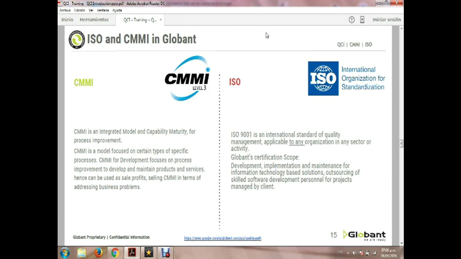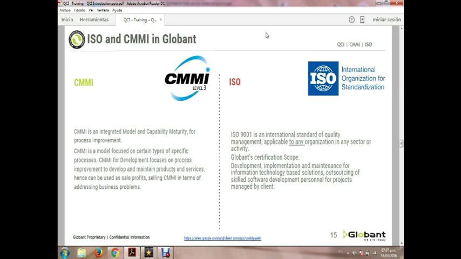In order to achieve the quality policies, Globant implements and certifies the CMMI model and ISO standards. Company processes are compliant with both of them. CMMI means Capability Maturity Model Integration. It is a model focused on certain types of specific processes. CMMI for development focuses on process improvement to develop and maintain products and services.